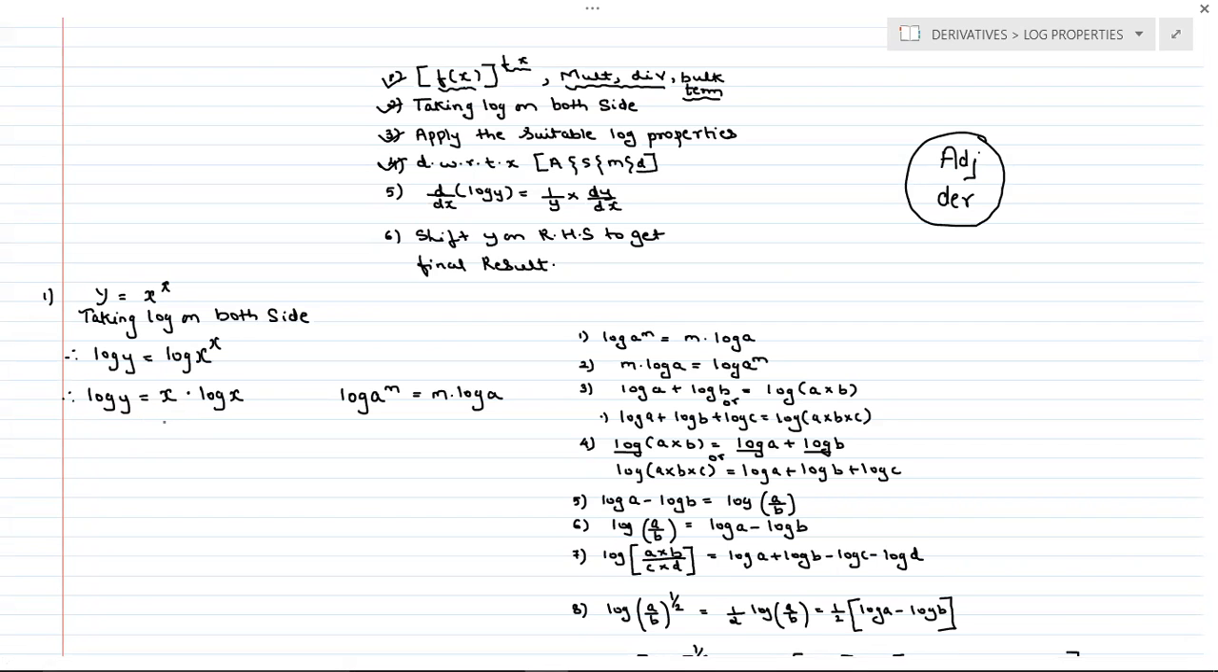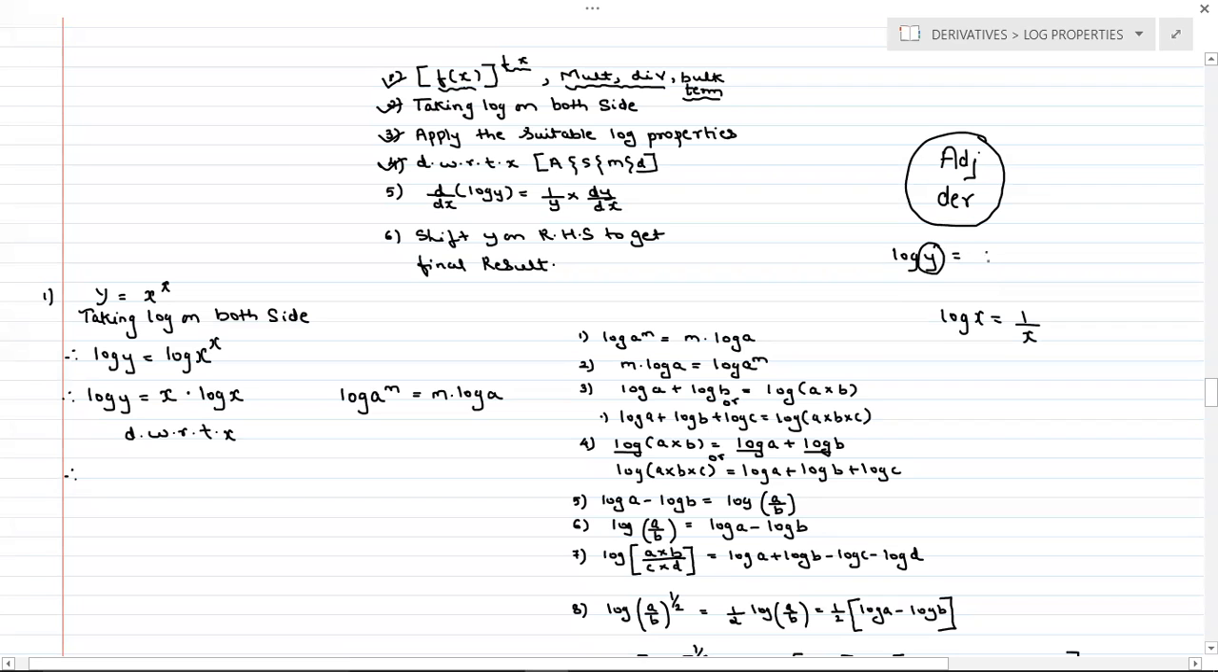Okay. After this, it says that we have to use the derivative with respect to x. So here we'll use the concept of derivative with respect to x. Okay. So here we have to find the derivative of log y. Just check out, derivative of log y is what? We know that derivative of log x is what? 1 upon x. Here use the chain rule.